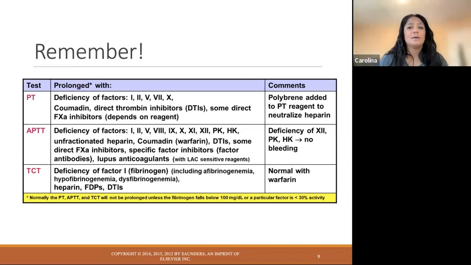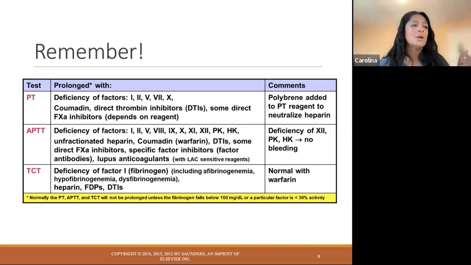Okay, so let's take a look back at your routine coag tests, right? PT, APTT, thrombin clotting time. So you know what the PT is testing for. It's testing for deficiencies in the common pathway and the extrinsic pathway, primarily factor 7, right? Coumadin, direct thrombin inhibitors, and some direct factor 10A inhibitors, okay, you'll be able to monitor using the PT. Remember that polybrene is added to the reagent, so that the PT reagent neutralizes heparin. So if a patient is on heparin, it doesn't affect the PT, okay?